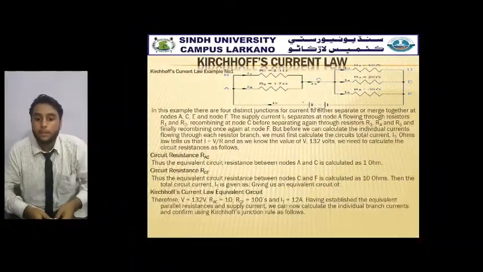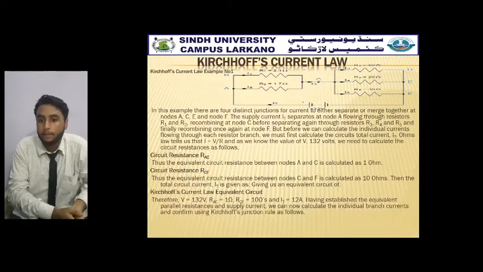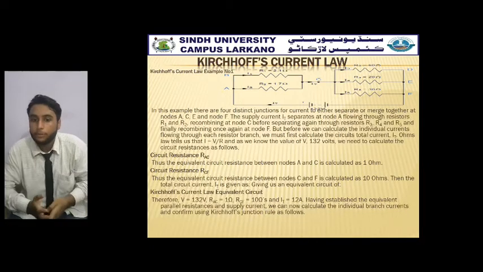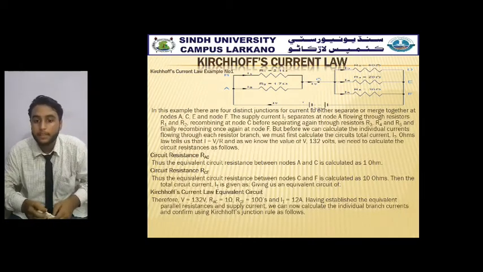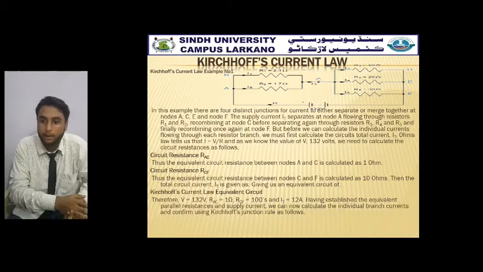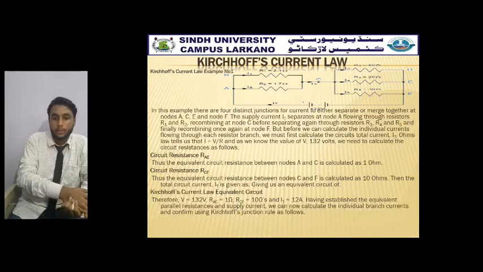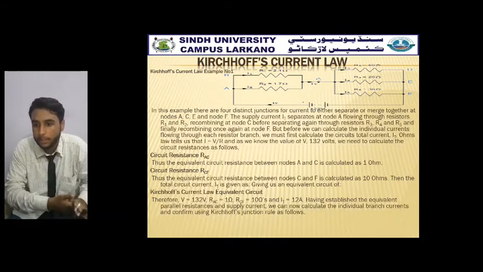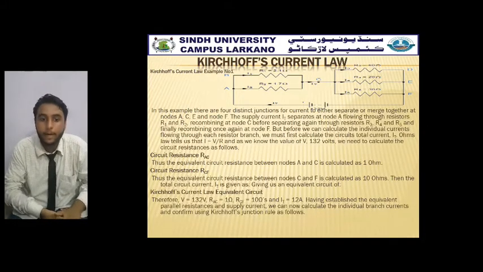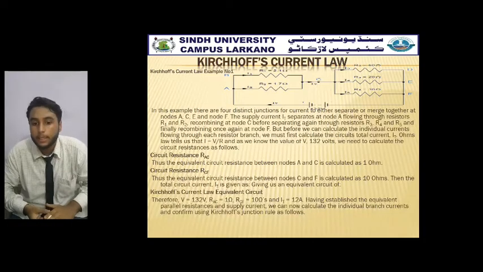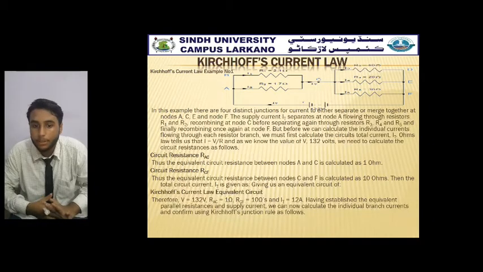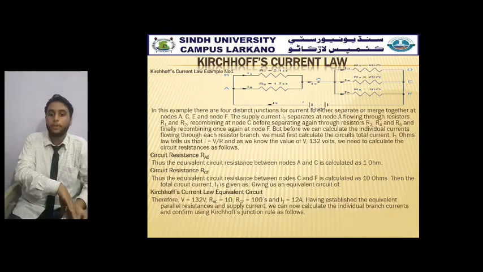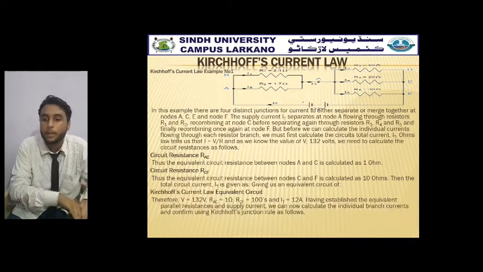In this example there are four distinct junctions for the current, where the separate branches merge together at nodes A, C, E and F. The supply current splits at node A, flowing through resistors R1 and R2 to node C, then separating again through resistors R3, R4 and R5, and finally becoming one current again at node F. But before we can calculate the individual current flowing through each resistor branch, we must first calculate the circuit total current.